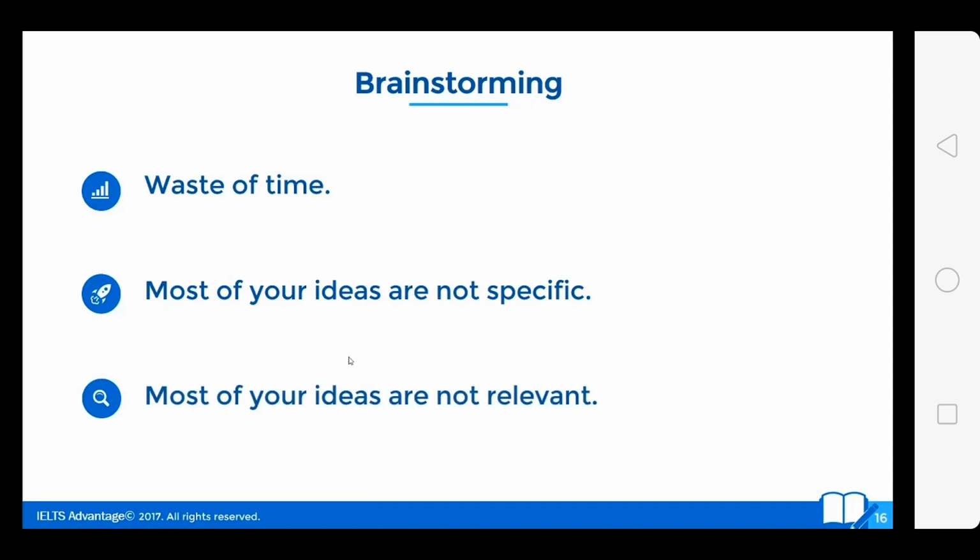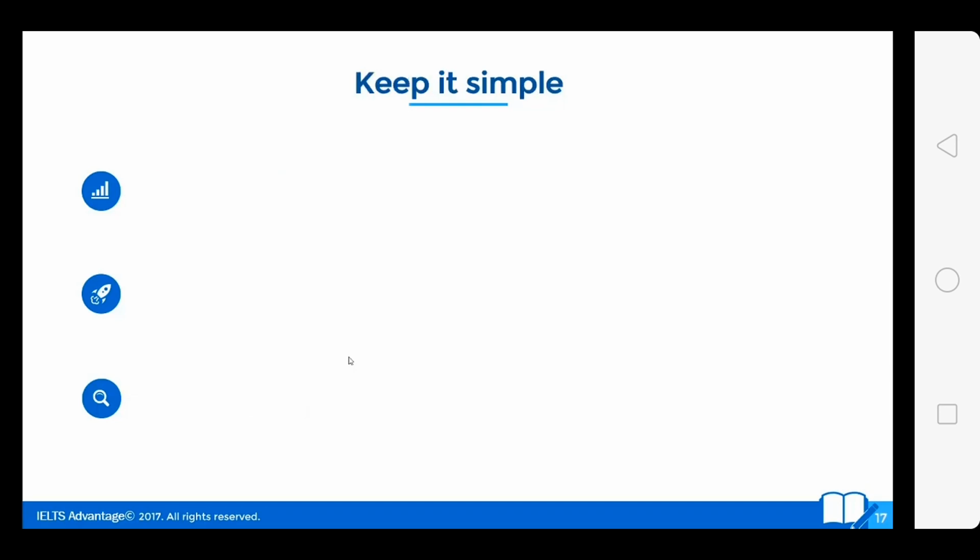So what happens at the end of a brainstorm session is you've got a bunch of ideas that are not specific to the question, not relevant to the question. You've just wasted a huge amount of time, and then you have to waste even more time going through all of these ideas. Stop it. Stop doing brainstorming. It's a really, really bad idea.